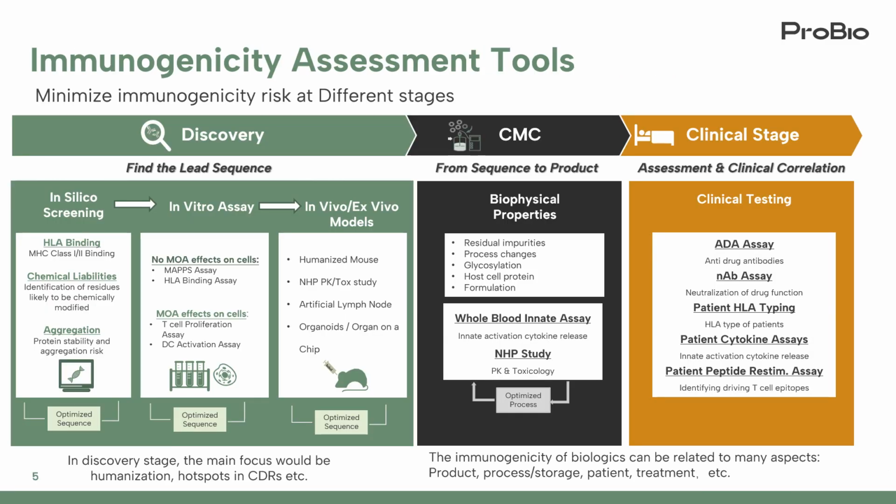Immunogenicity assessment is a long-term effort throughout the whole cycle of a drug development. In discovery stage, people start with in silico screening to get rid of residues or motifs with liabilities, followed by a panel of in vitro assays to evaluate the potential immunogenic epitope and the T cell activation. In the meantime, both animal or artificial organ can provide more concrete evidence by in vivo or ex vivo models.